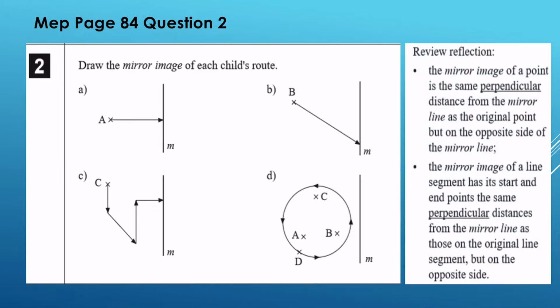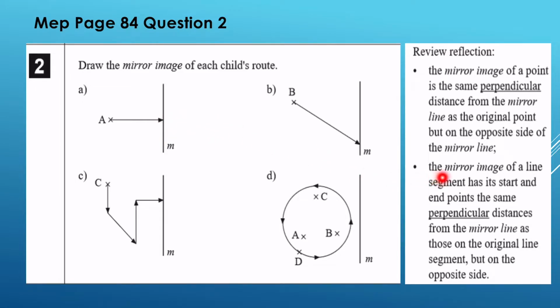Before we go to the solution, I just want to go over this review regarding the reflection. The mirror image of a point is the same perpendicular distance from the mirror line. So to find the mirror image, we need to draw a perpendicular line that has the same distance from the mirror line as the original point, but on the opposite side of the mirror line.